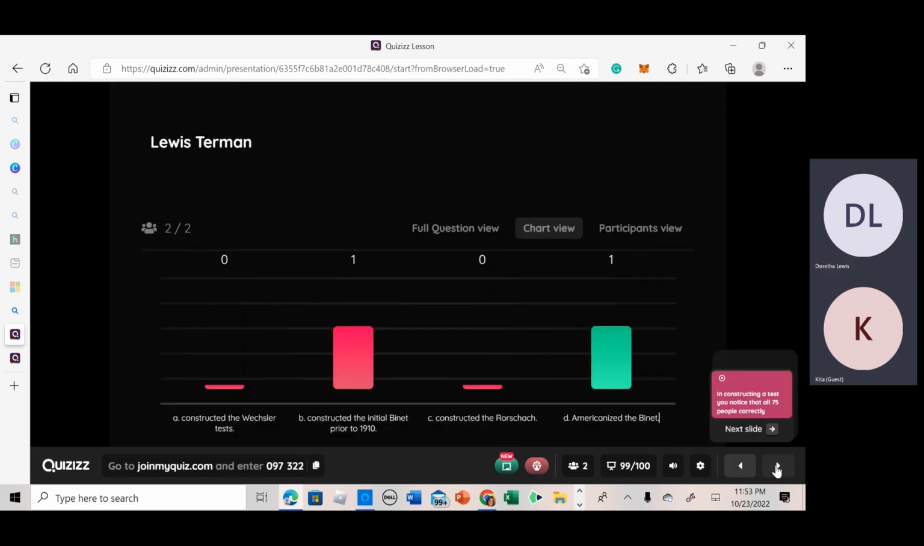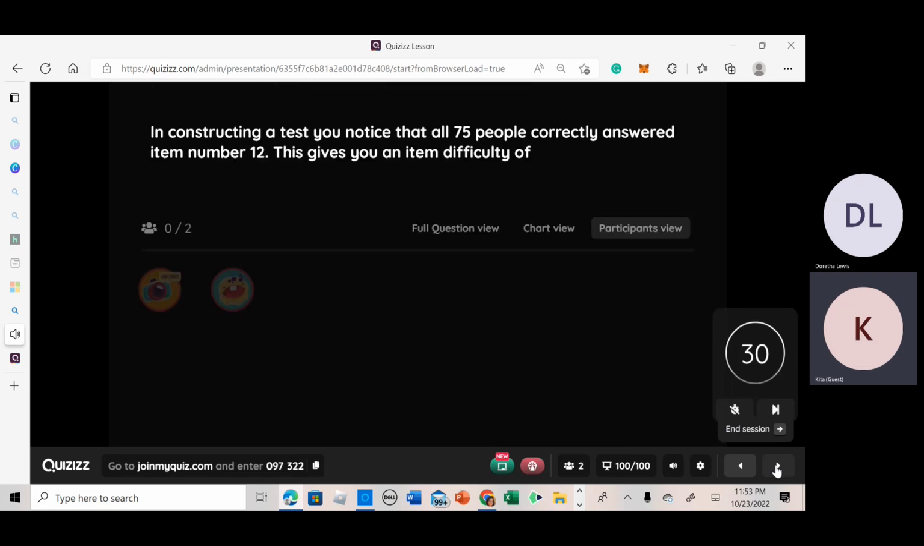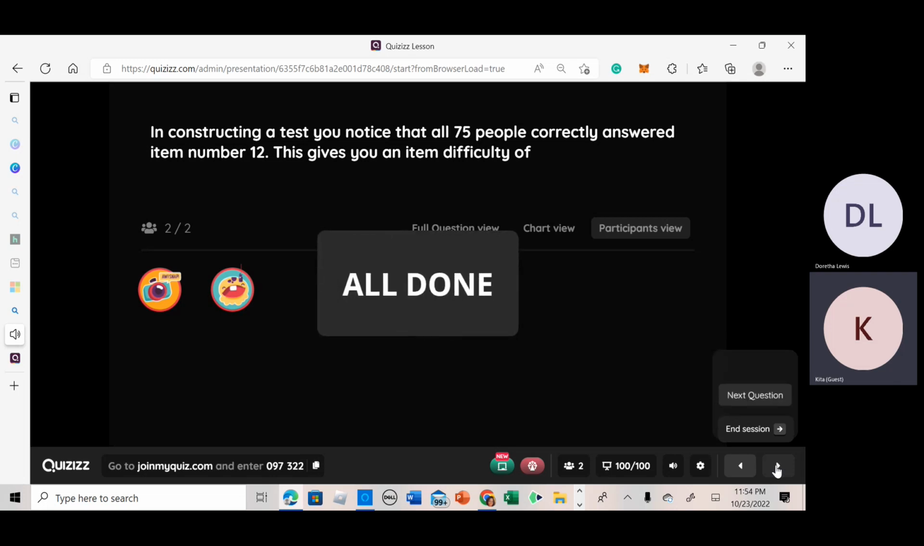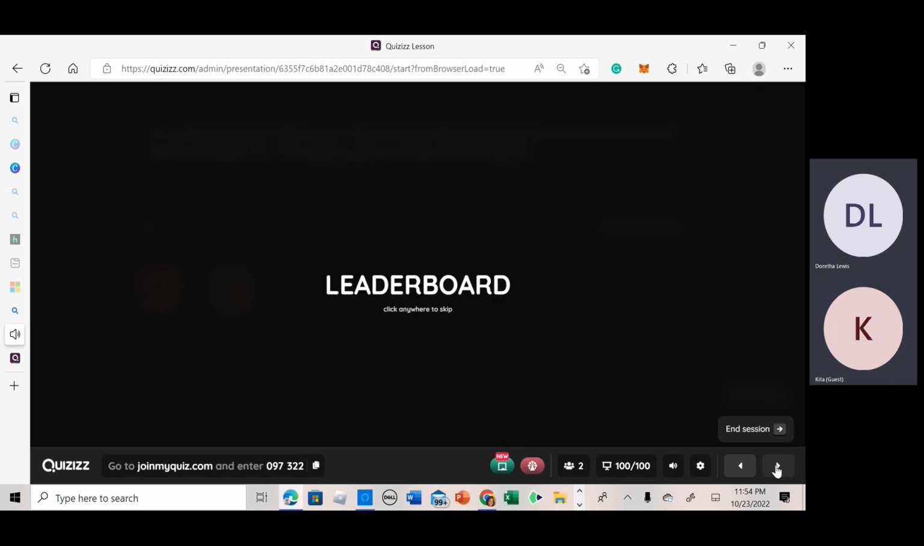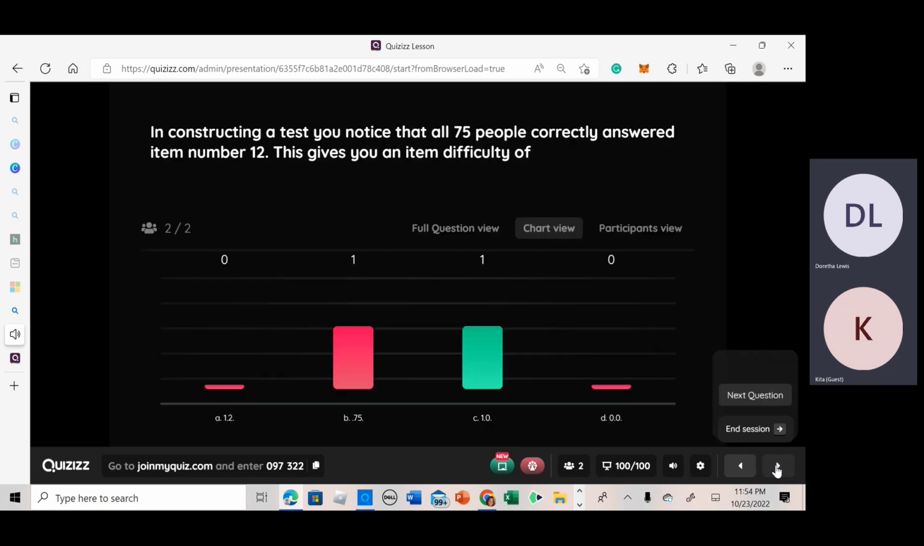And last question of the night. In constructing a test, you notice that all 75 people correctly answer item number 12. This gives you an item difficulty of 1.0.